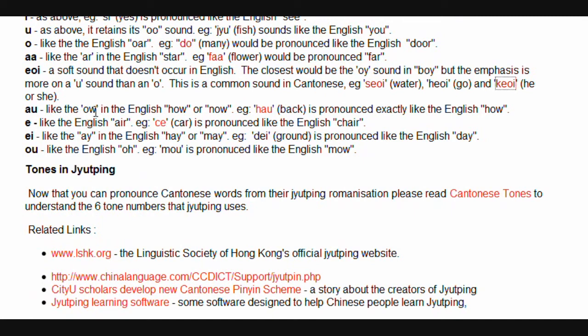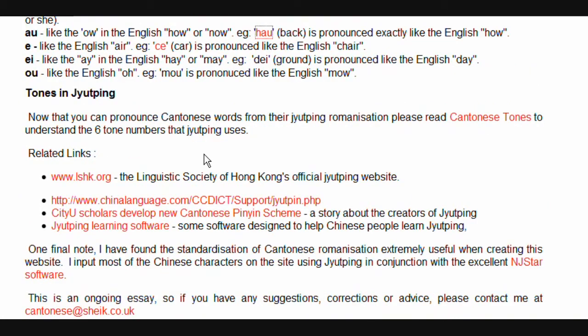Au, like the OW in English how or now, e.g. hau, back, is pronounced exactly like the English how. E, like the English air, e.g. ce, car, is pronounced like the English chair. Ei, like the A in the English hay or may, e.g. dei, ground, is pronounced like the English day. O, like the English O, e.g. mo, is pronounced like the English mo.